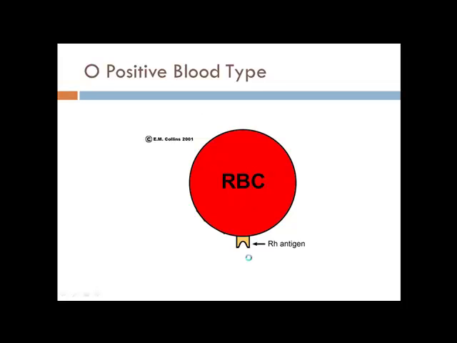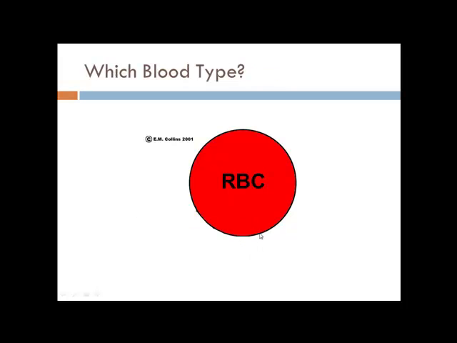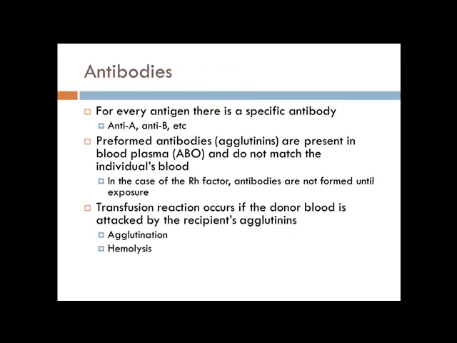Just AB negative: there's no Rh antigen, so it would be negative. It's not present. A negative: there's no Rh antigen present here. And this is O negative: no A, no B, no Rh. This is the universal donor blood type. Why? There's no antigens on the surface. Your body can't identify it. It doesn't see it as being anything. It just sees it as being a blood cell. It doesn't think it's good or bad or anything like that.